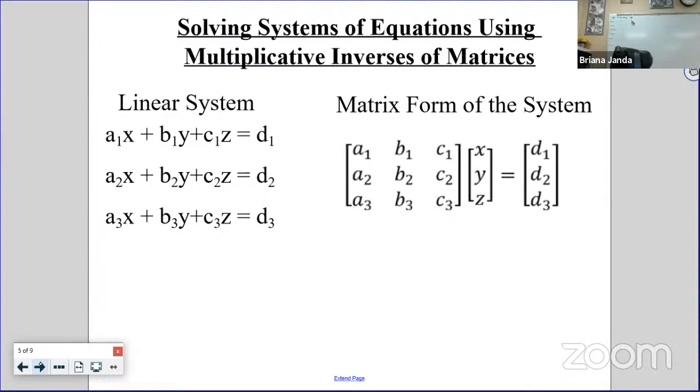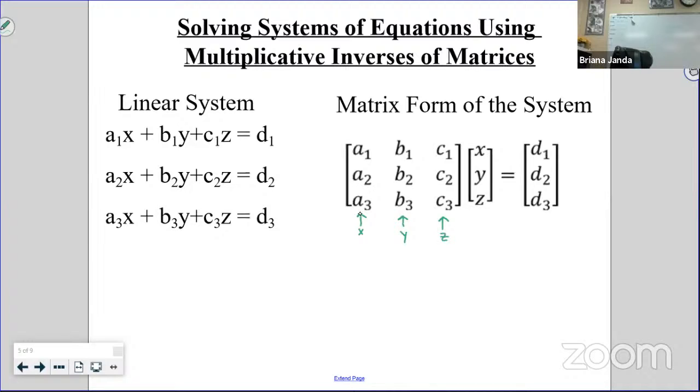We wrote them into an augmented matrix and we got to row echelon, right? Here is another option that is what's called a matrix equation and using your multiplicative inverse. So taking your linear system, look at how this works. It's kind of like that augmented matrix where we take the coefficients of our x, y, and z and put them into columns. So this would be all of our coefficients of our x's. This would be all of our coefficients of our y's. And this would be all of our coefficients of our z's.